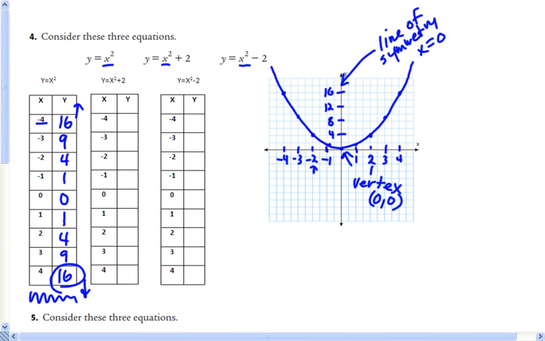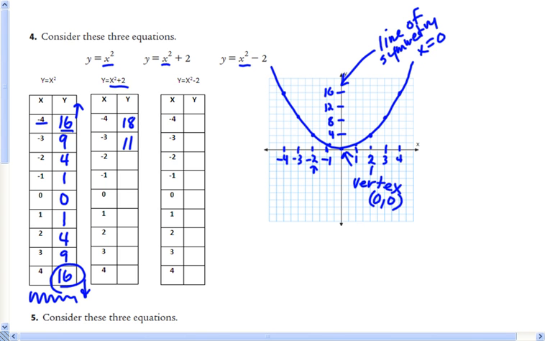All right, now we are going to graph a couple more here. And with this one, notice I'm just adding 2 to the previous equation. That's just going to make each of my outputs 2 higher. So if I have 16 here plus 2, that would be 18.